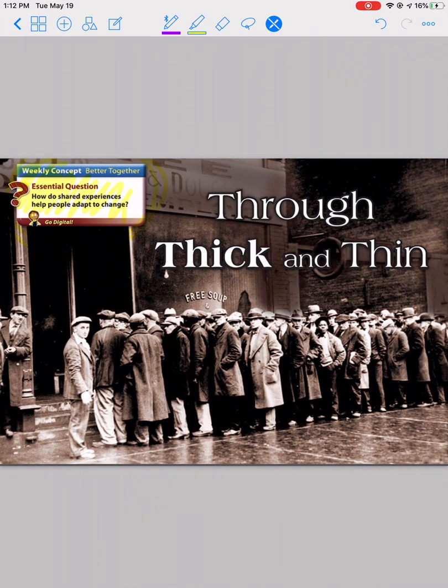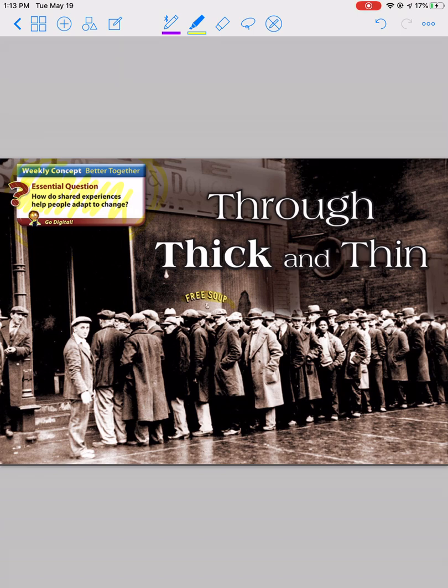So if you look at these people, they're dressed kind of like back in the olden days. You can tell it's from a long time ago, and the photo's black and white. And if you look right here, on the wall, it says free soup. So the time that this was, was the Great Depression. And you probably heard of the Great Depression. The Great Depression began in 1929 and then it ended around 1940.